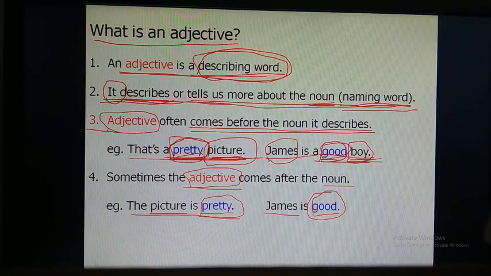James is a good boy. Similarly also number 4, the adjective comes sometimes after the noun. Sometimes, here, James is good. Okay, good is the adjective that is coming after the noun.